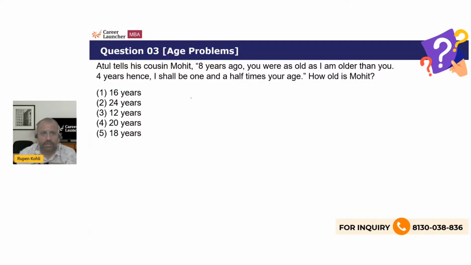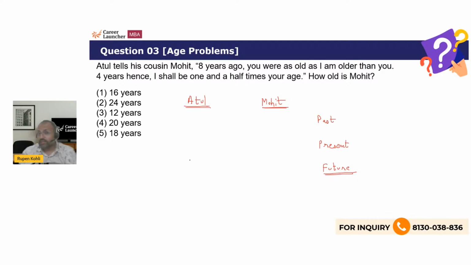Let's see. Atul and Mohit are involved in this problem, and Atul is speaking to Mohit. So Atul is going both in the past as well as in the future, 8 years ago, 4 years hence. And we are asked for the present age of Mohit. How old is Mohit? Means the present age, right? So there is past, there will be present, and there will be future, right?